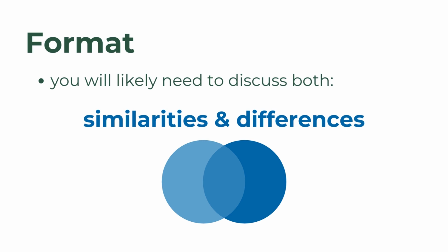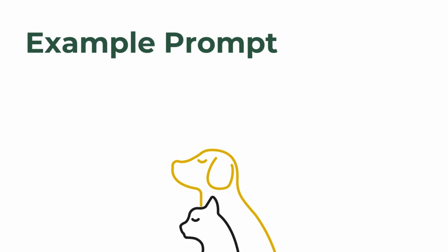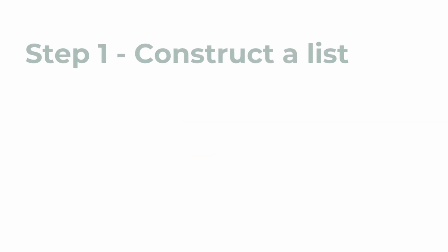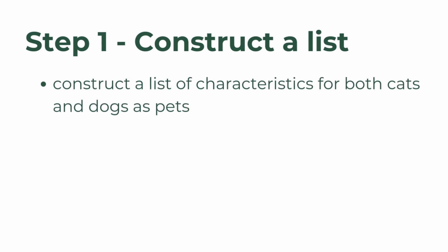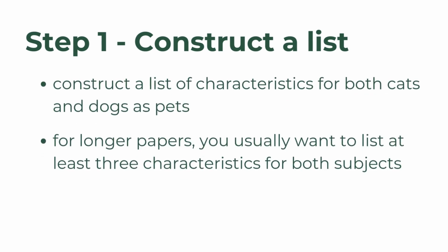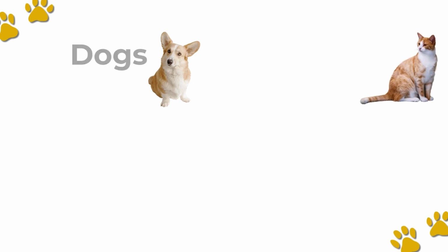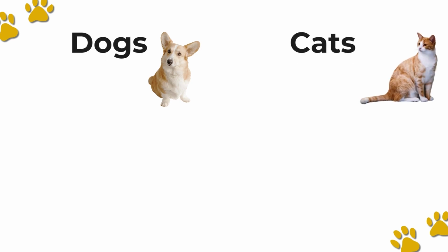We can practice this process of analyzing similarities and differences and forming a thesis statement using this example prompt. Compare and contrast dogs and cats as pets. Our first step is constructing a list of characteristics for both cats and dogs as pets. For longer papers, you will usually want to list at least 3 characteristics for both subjects. Let's start listing these different kinds of characteristics for both dogs and cats.